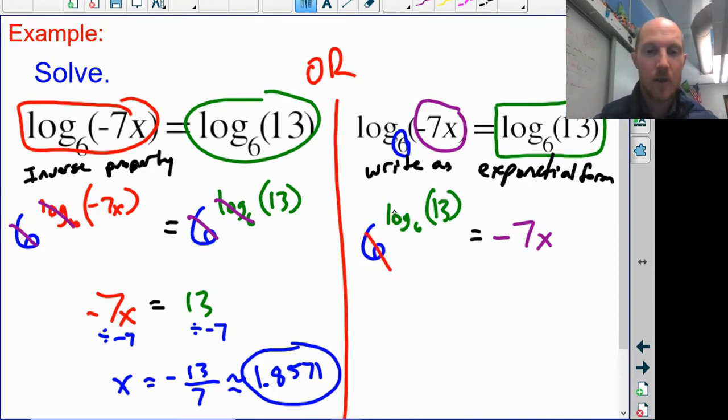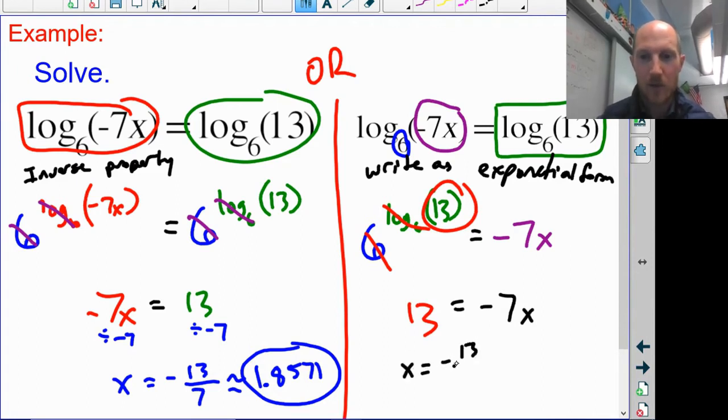is the inverse operation of log base 6. And so those are going to cancel. I'll be left with just the 13. So I'm still going to end up at the same result here. 13 equals negative 7x. Divide both sides to get x by itself, and I'm going to get the exact same answer. And it's actually about the same amount of work.